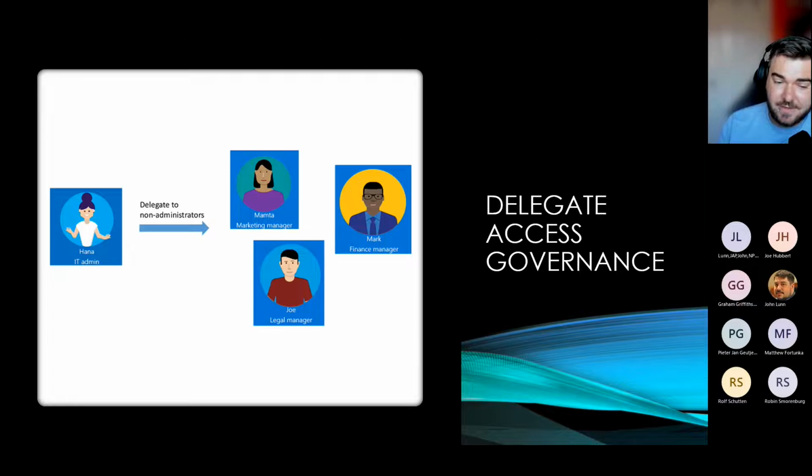Because Jonathan, the IT expert, doesn't know who should have access to what resources, right? It's going to be the likes of Joe, whether people are allowed into his legal system, or Mark, who can allow people into the finance and manage that application.